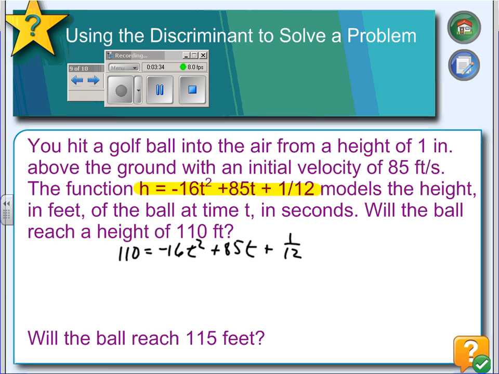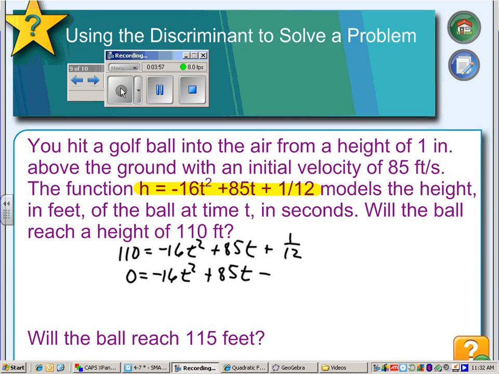And then we're going to begin to solve this equation. So we would subtract 110. So we get negative 16t squared plus 85t. Then we have 1/12 minus 110. I'm going to want this in decimal form, so I'm going to change 1/12 to a decimal and then subtract 110. That gives me 109.92.